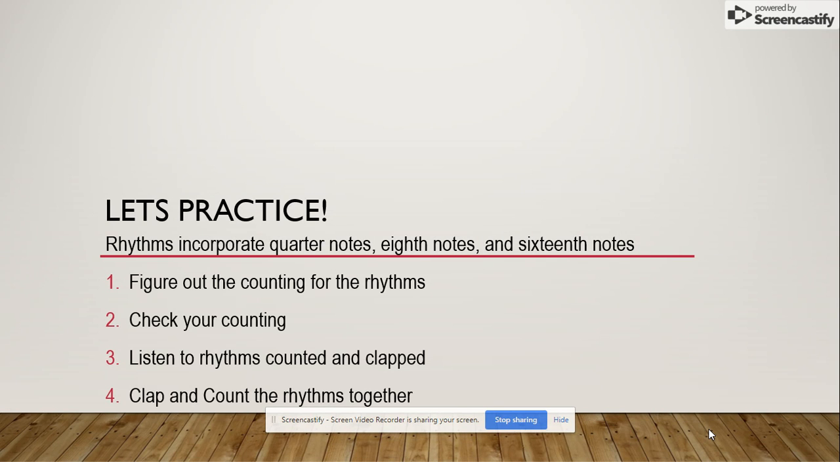Let's practice. So for our practice, you will have 5 rhythms that pop up on the screen. Your first step is to figure out the counting. Then the counting will appear and you will check your counting. Then you will listen to the rhythms being counted and clapped, and then we will count and clap the rhythms together. These rhythms incorporate quarter notes, eighth notes, and 16th notes.